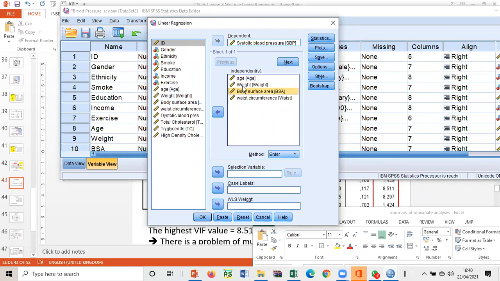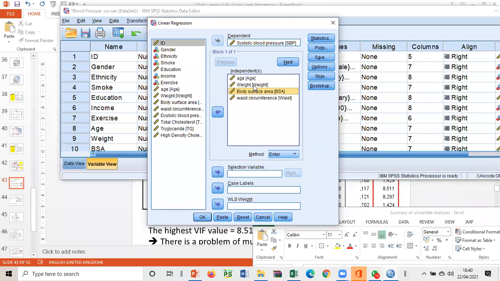So what shall we do? We can put some approximation values, or not consider them. Drop either one. If they're jointly problematic, then drop either one, right? Which one? Doctor, how do you know which one to drop? BSA depends on weight, so weight we can drop.